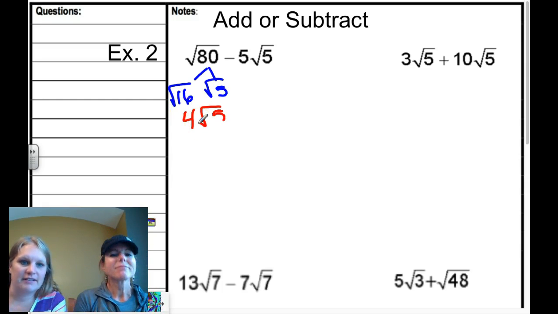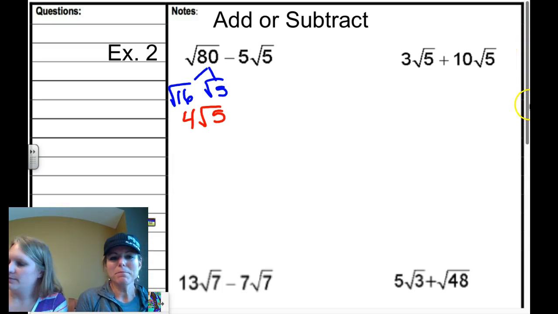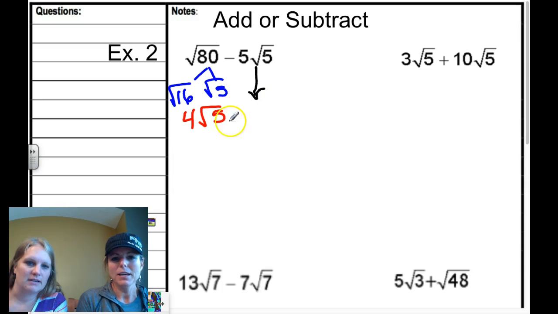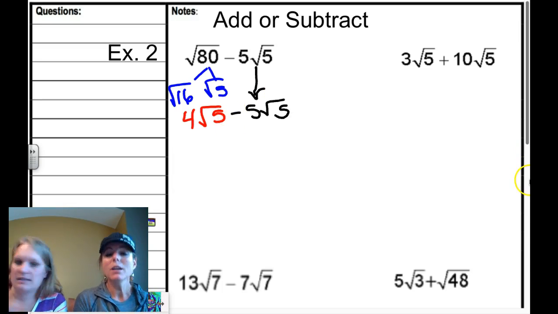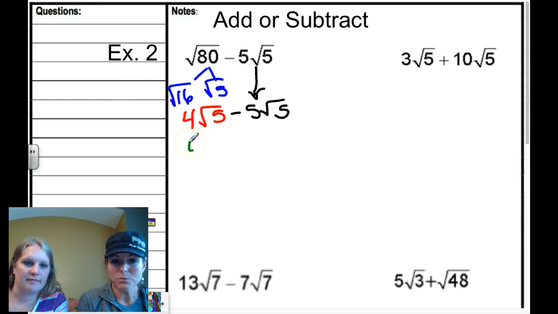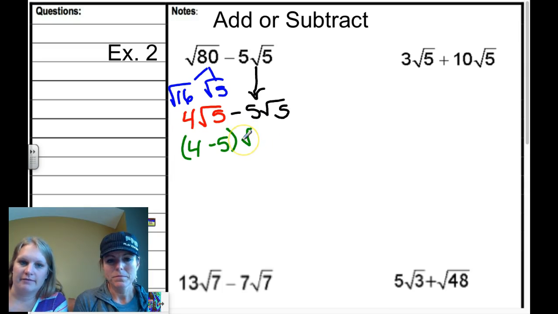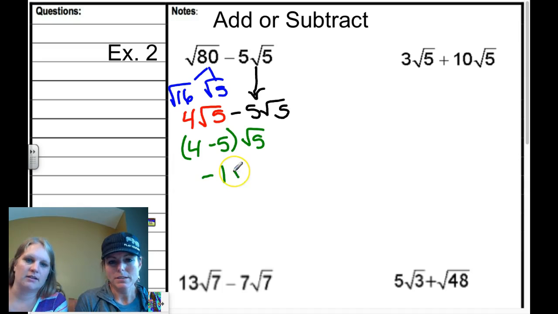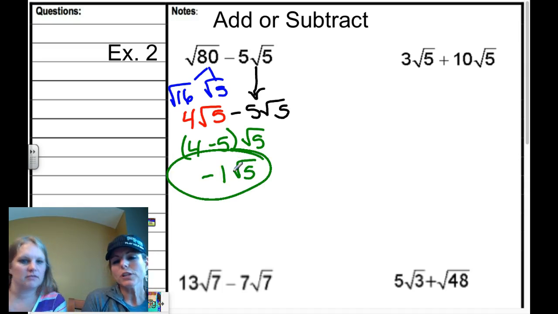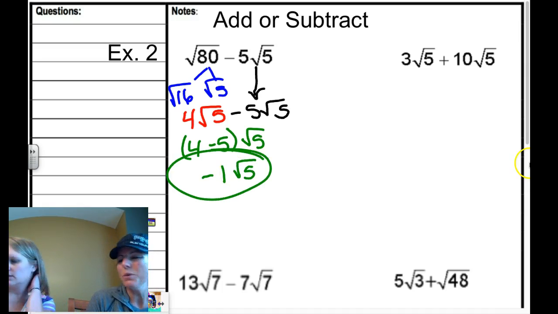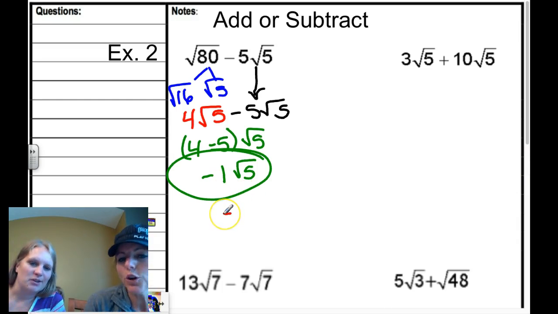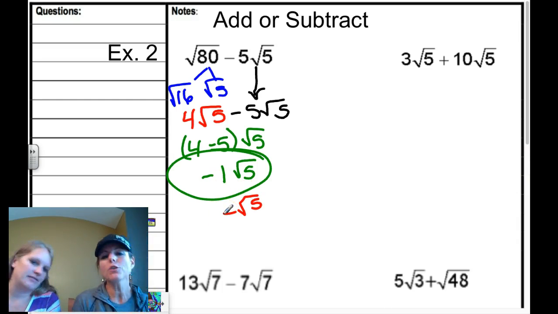Now we're gonna combine. So we get the minus 5 root 5. We can combine 4 minus 5 now. We'll group them together. And we bring down our root 5. So 4 minus 5 gives us a negative 1 root 5. So you can leave your answer like that. A lot of students say, do we really need the 1? You don't. So it could be left as negative root 5. Either answer is correct.